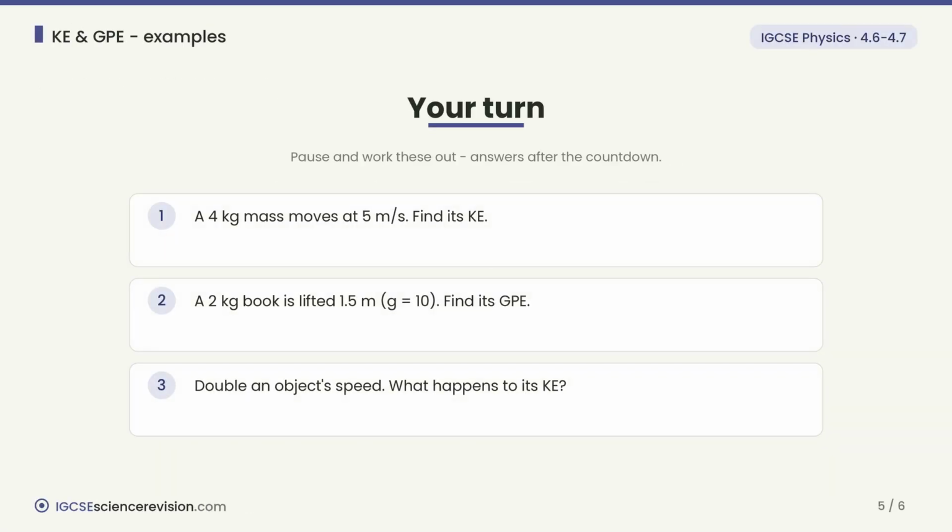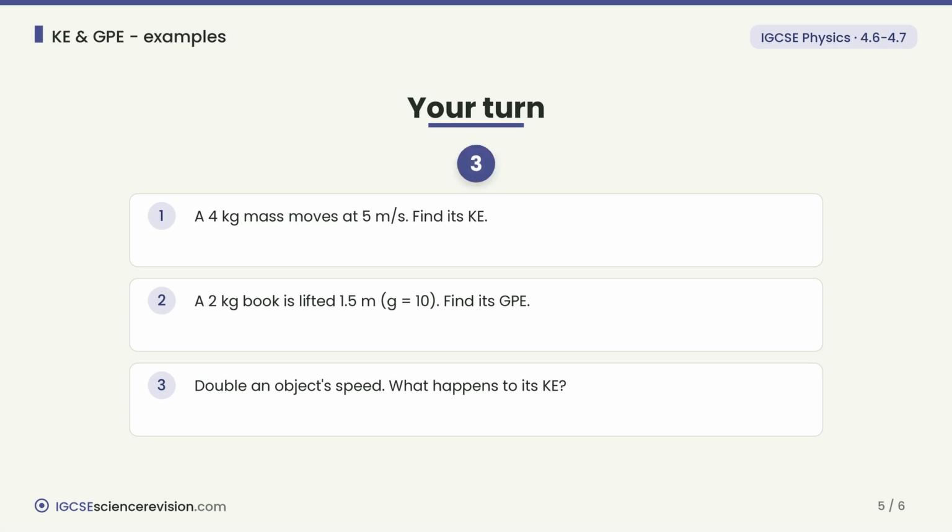Now it's your turn. Try these practice questions. Question 1. A 4 kilogram mass moves at 5 meters per second. Find its KE. Question 2. A 2 kilogram book is lifted 1.5 meters, g is 10. Find its GPE. Question 3. Double an object's speed. What happens to its KE? Pause the video, work them out on paper, then play on to check your answers.